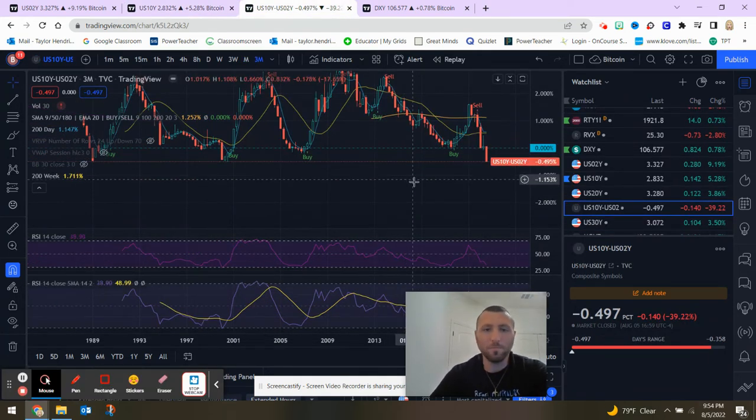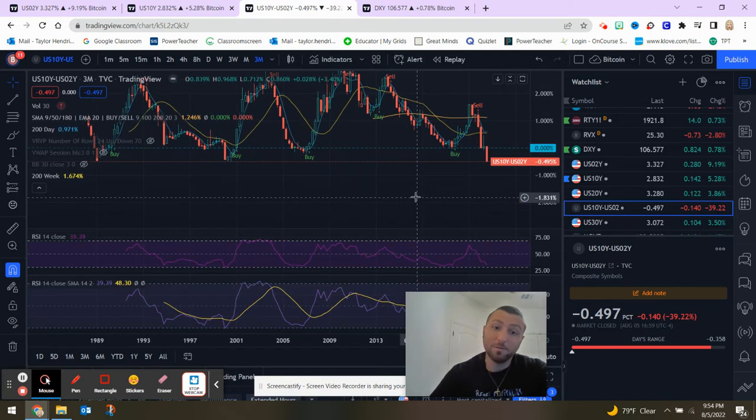So let's take a look at the U.S. 10-year and 2 year spread. I have this on the 3 month chart here. This line right here is 0. So whenever we get below 0, that means that we're inverted. And usually, every time in history that this chart has inverted, within the next 12 to 18 months, we've had a recession. So we're currently well below 0.